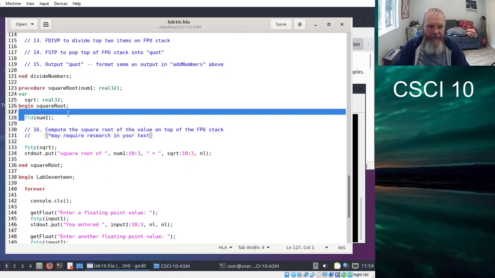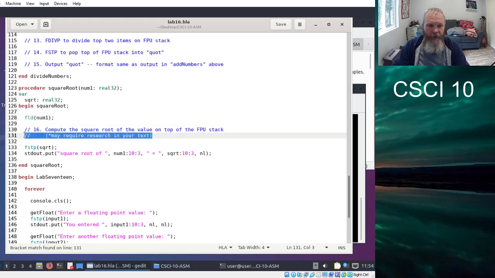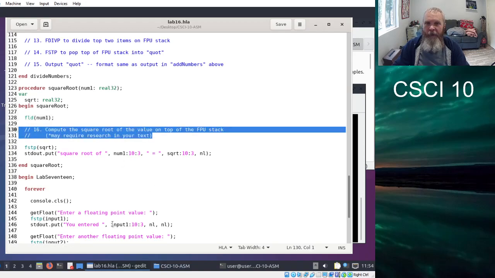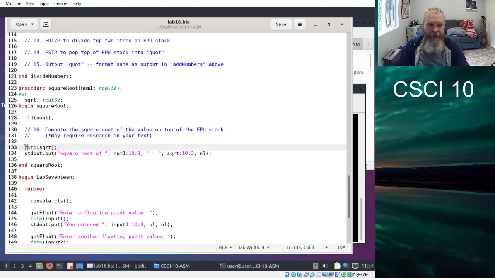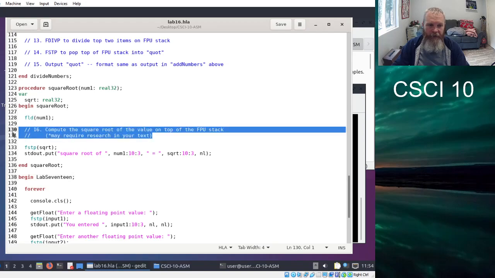Which it already is. So if I want the square root of num1, it's already on the top of the stack. So then I fire off the proper square root function, and then I notice that the top of the stack is being popped into my square root local variable so that it can be printed out. So I think I just showed you that, but it also showed you how to find it for yourself.